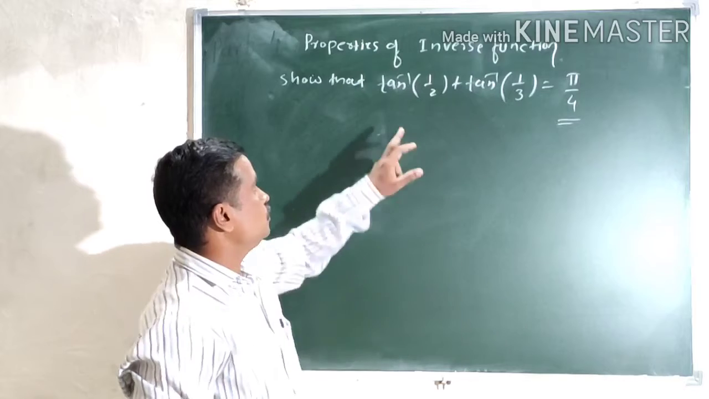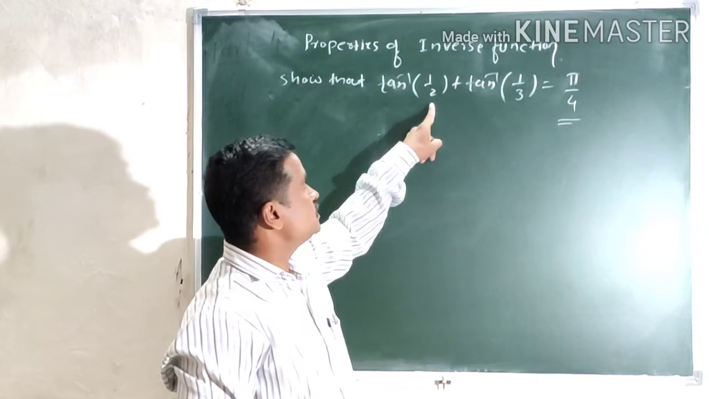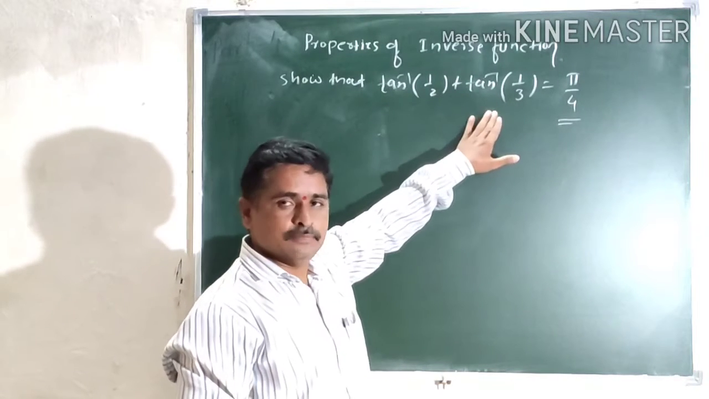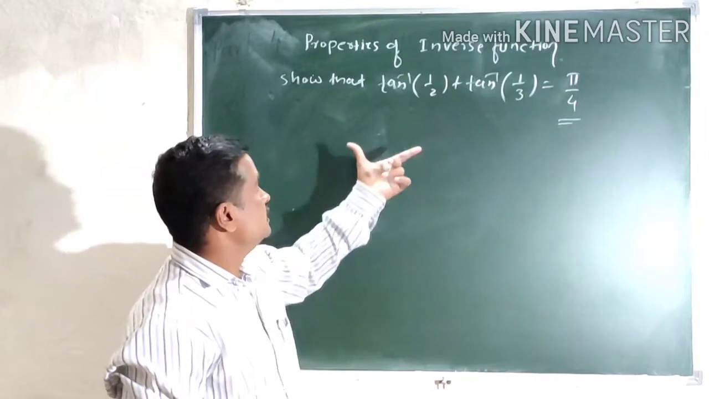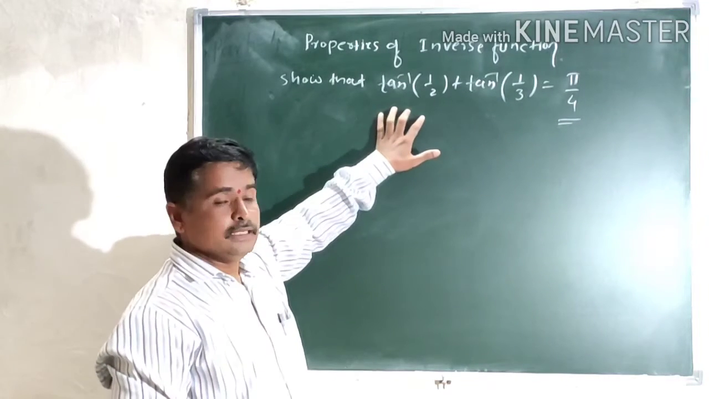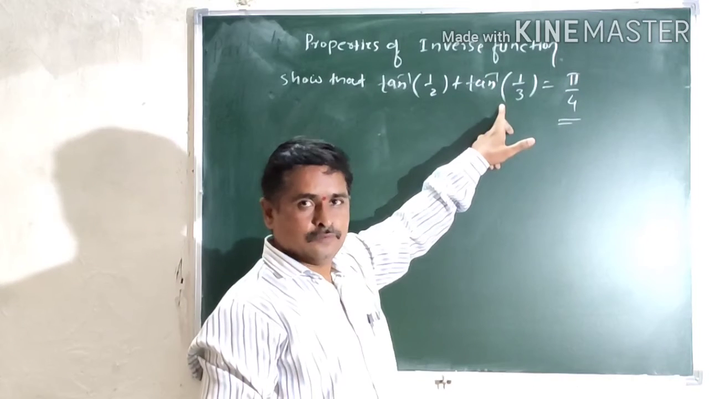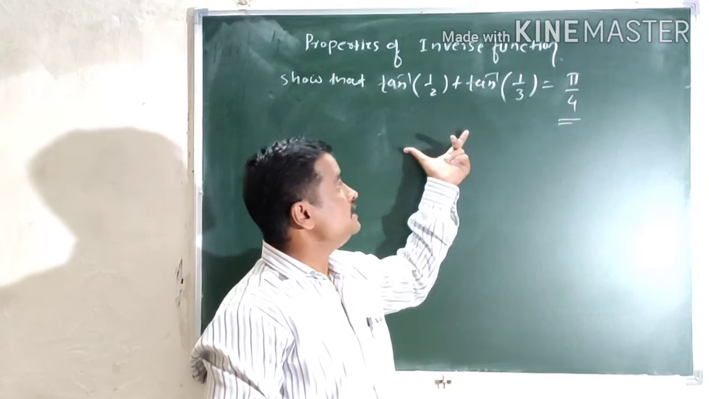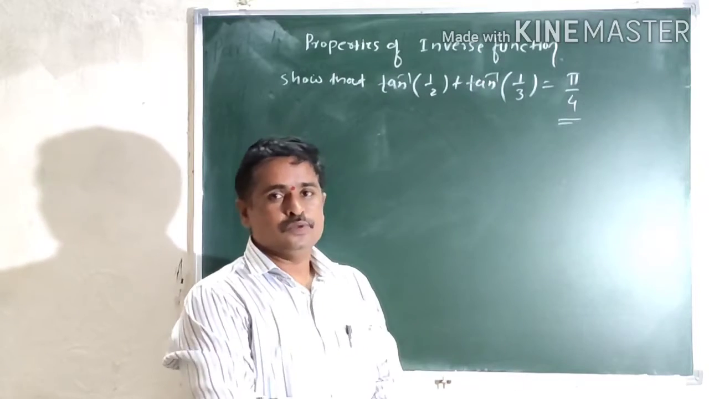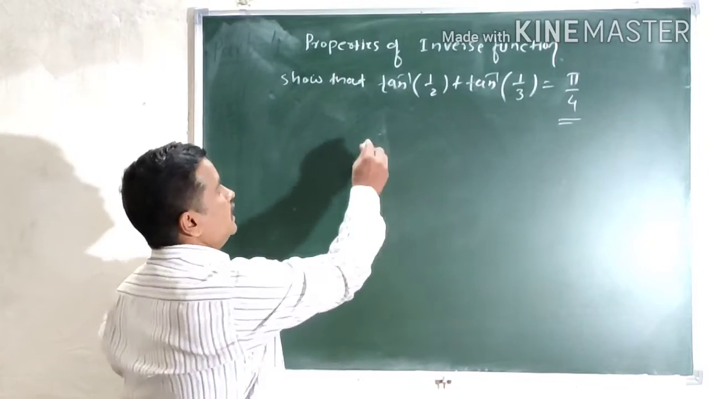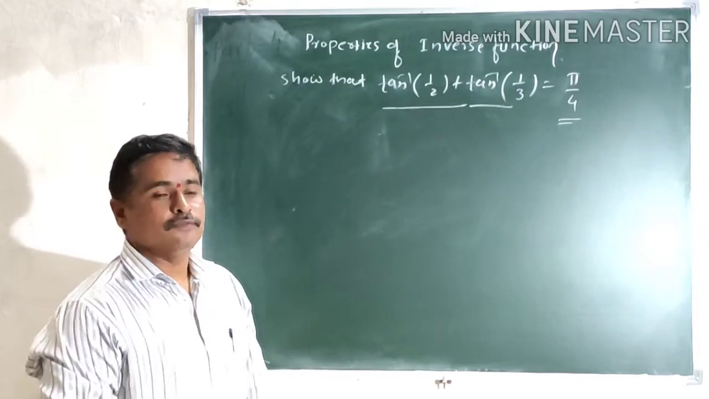That means we have to show that the value of tan inverse of 1/2 plus tan inverse of 1/3 is equal to pi by 4. That means we have to calculate the value of tan inverse of 1/2 plus tan inverse of 1/3. If it is equal to pi by 4, then we can conclude that LHS equals RHS. That means we have to use some properties of inverse functions.